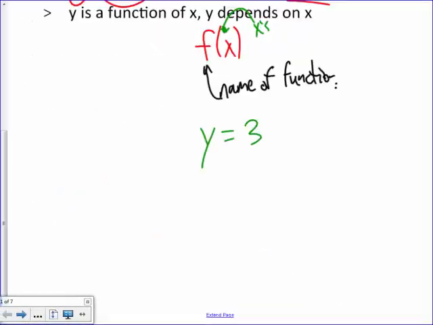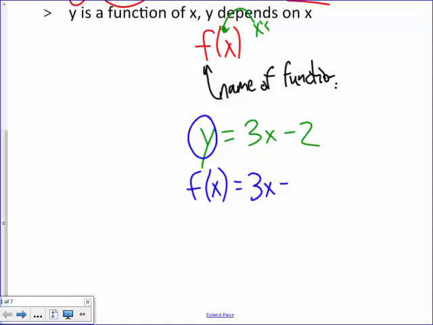So if I had y equals 3x minus 2, and I wanted to write this in function notation, all I do is I replace the y with f of x. So I'm just calling this function f. It's made up of x's, and the expression stays the same, 3x minus 2.